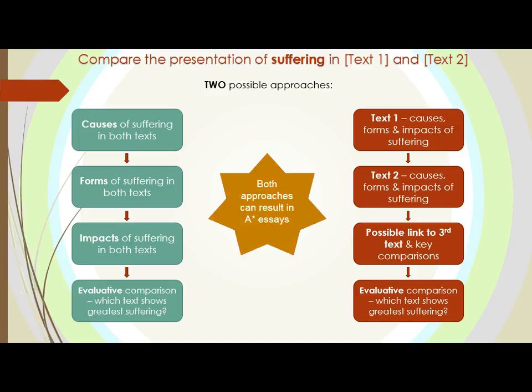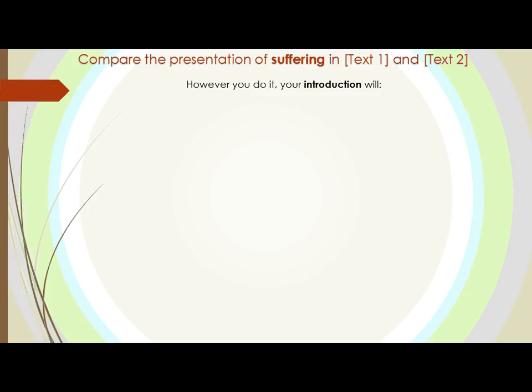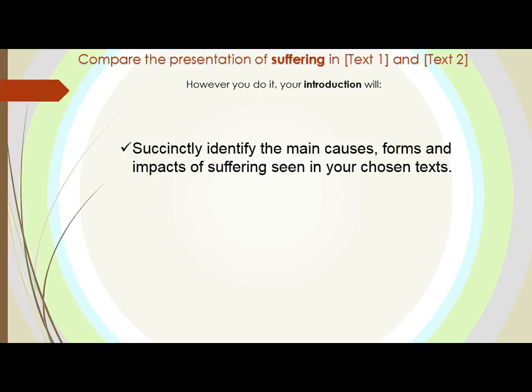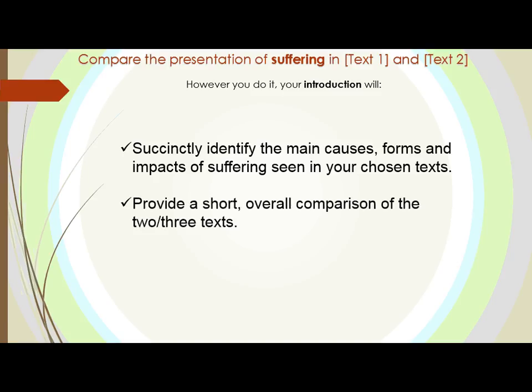It's important to point out that both approaches can result in A-star essays. So one is not any better than the other. It is all about writing in detail and making sure your points of comparison are very specific and very insightful. So however you do this, your introduction will still do these things. It will succinctly identify the main causes, forms, and impacts of suffering seen in your chosen texts, and it will provide a short overall comparison of the 2 or 3 texts. So while you'll go into a lot of detail in the rest of the essay, focusing on particular comparisons, you will, in your opening paragraph, want to provide a sense of the scope of this essay.